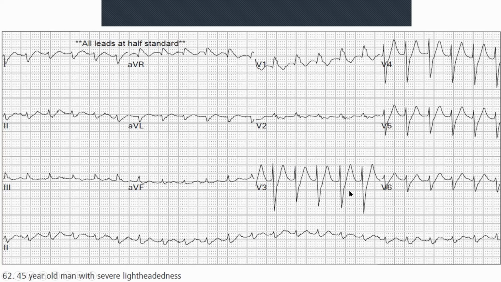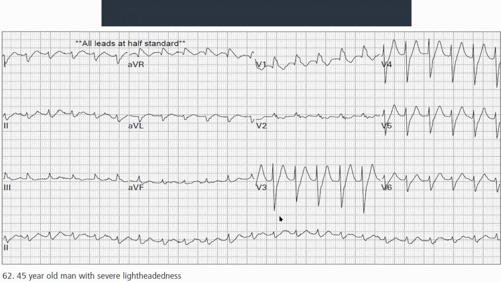Okay, are they regular? They're relatively regular if you actually look at them here. Even the voltages may change. And here they talk about it being at half standard, because it just means that they've adjusted the settings on their machine. Otherwise, these would be much longer and they would basically make it difficult for us to see everything. So that's why they adjusted it to half standard. So we've got this regular ventricular movement. So we've got something that has to do with the ventricle.